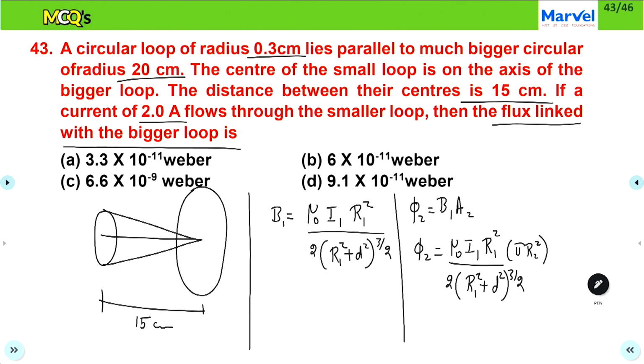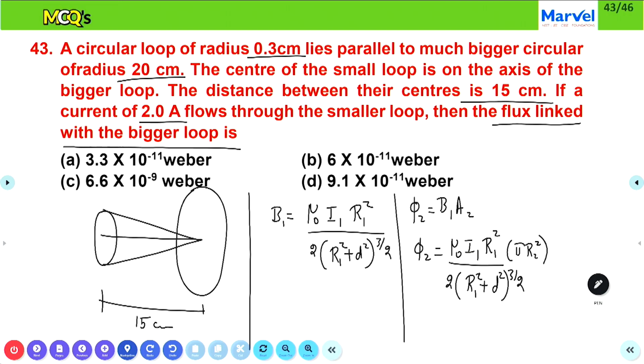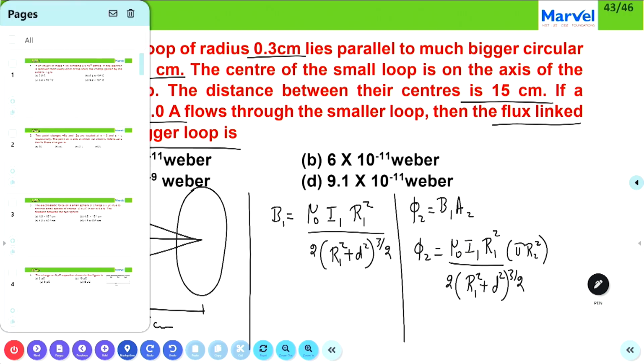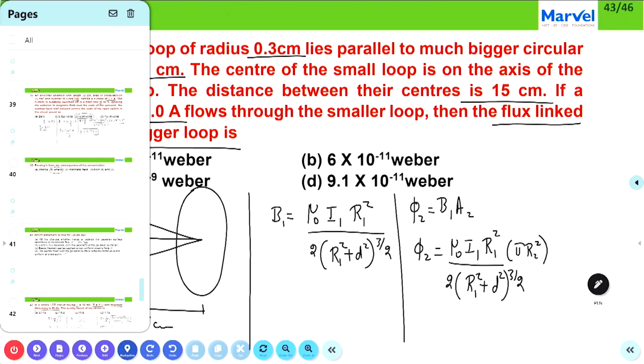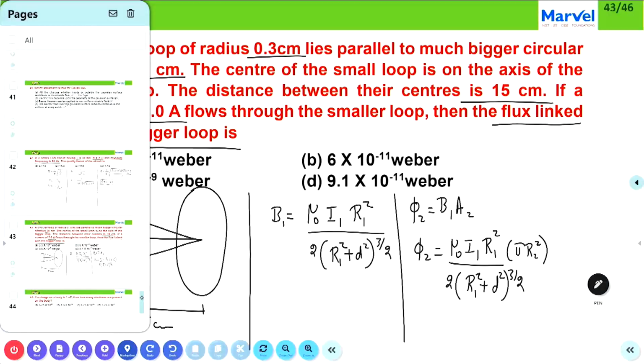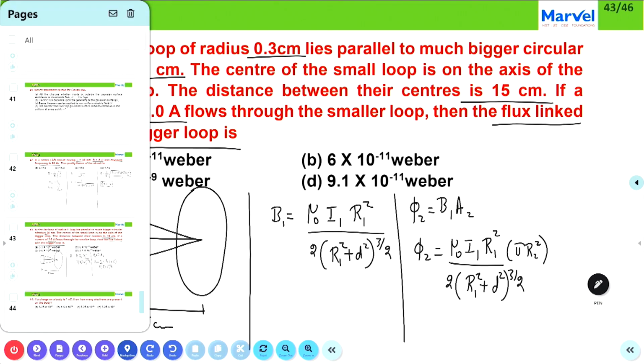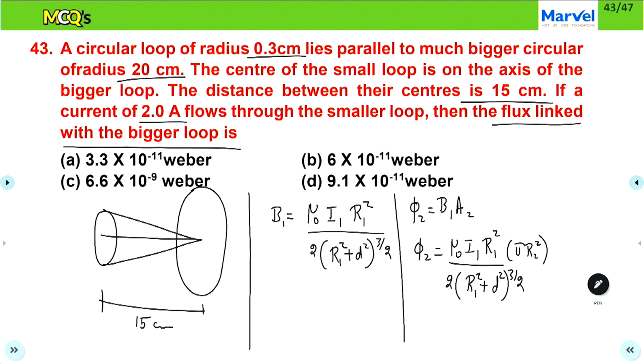Now if this is going to be the case, we have to first find the mutual inductance that is linked in this. What is the expression for the mutual inductance? Listen. The expression for the mutual inductance is going to be a straightforward one, where M is nothing but phi over I. So the phi 2 is written as mu naught I1 R1 whole square times pi into R2 square by 2 into R1 square plus d square whole power 3 by 2.